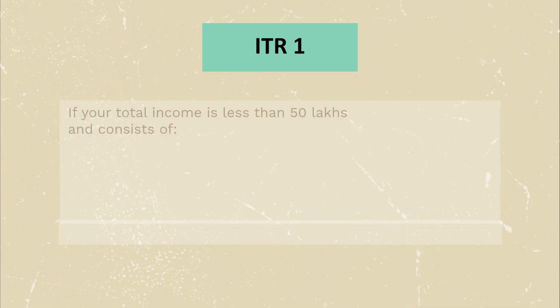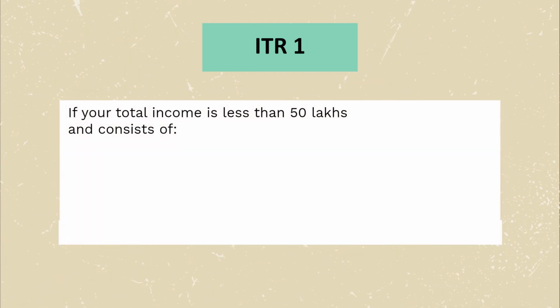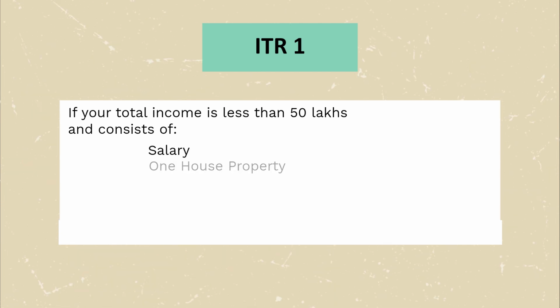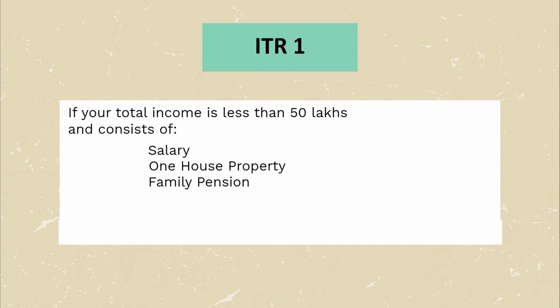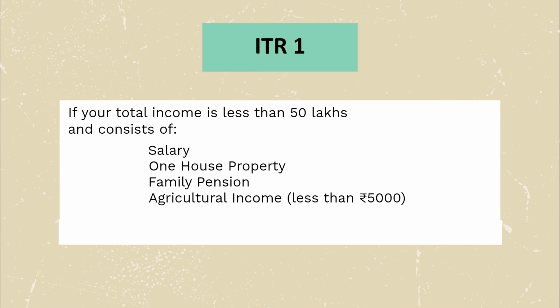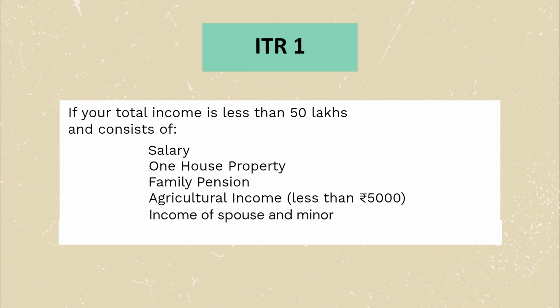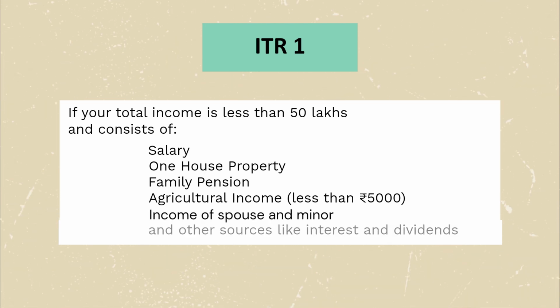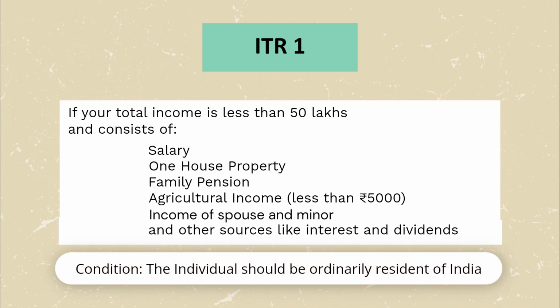Let's understand what is ITR-1 in a simple way. अगर आपकी total income is less than 50 lakhs and the total income consists of salary, one house property, family pension, agricultural income which is less than 5,000, income of a spouse and minor, and other incomes like interest and dividend, and with one condition that you should be an ordinary resident of India. Then आपको फाइल करनी होगी ITR-1.